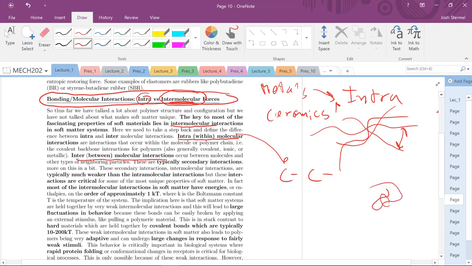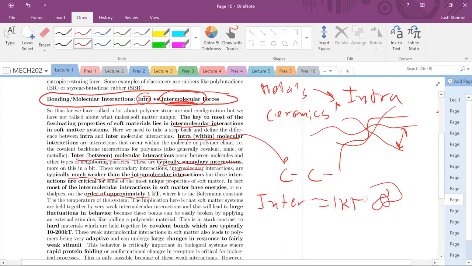So even in between its own chain. So these are what we call secondary interactions, and they're much, much, much weaker. And actually, almost all of the intermolecular interactions are much weaker than the intramolecular interactions. The intermolecular interactions are usually on the order of 1 kT.